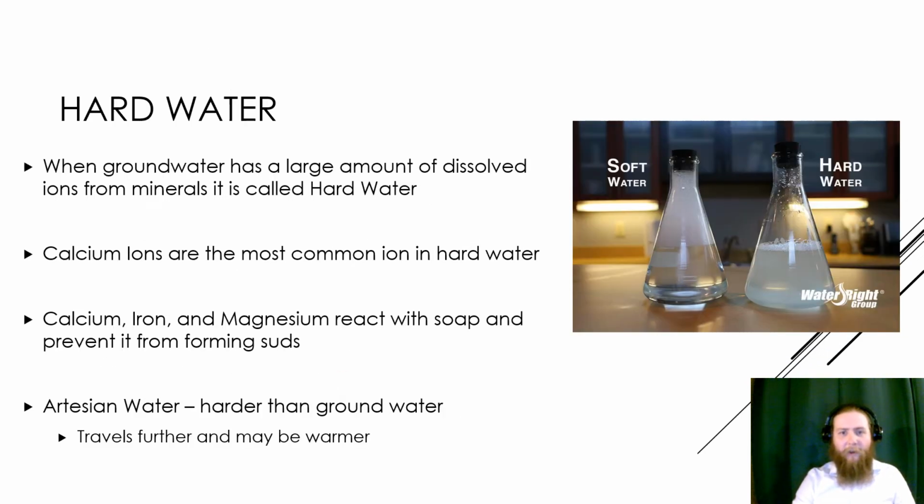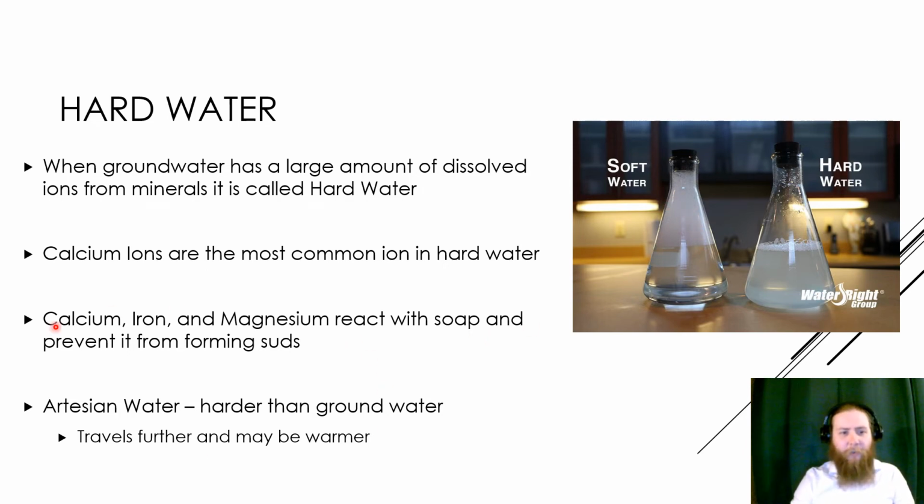We mentioned hard water. Hard water is groundwater that has a lot of dissolved ions in it from these minerals. Most commonly it's calcium, and then iron and magnesium after that. This calcium, iron, and magnesium are going to react with soap and prevent it from forming suds. So in this hard water here, this soap has a very thin layer of suds, and in soft water, there's a huge layer of suds here.